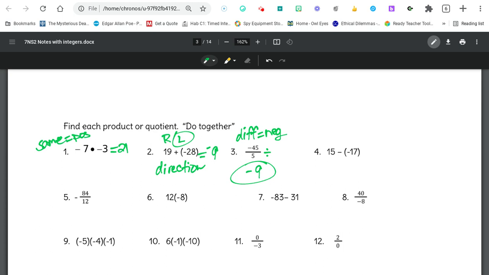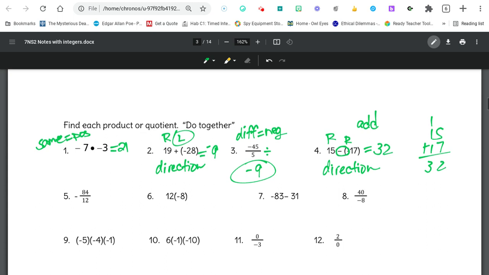It's neither negative nor positive, and it's not multiplication or division. So I'm going to follow the rules for direction. There's a minus sign in between. It's direction. So I know 15 is to the right. Minus negative is also to the right. So I add. Don't get multiplication division rules mixed up with addition and subtraction. It's 15 plus 17. So I end up with positive 32. It's all to the right.